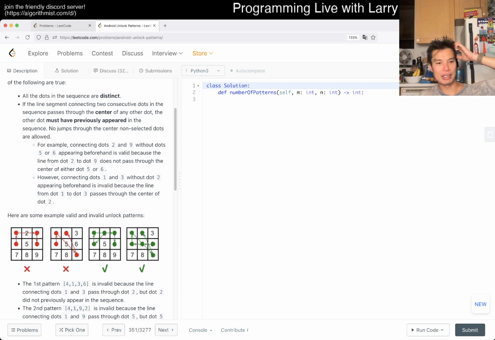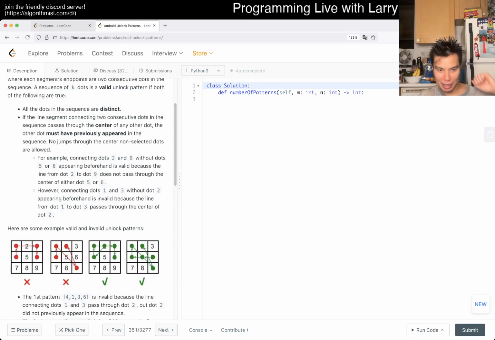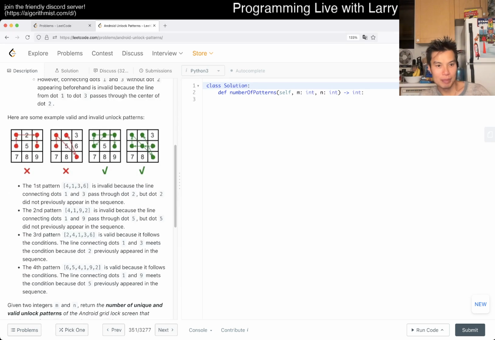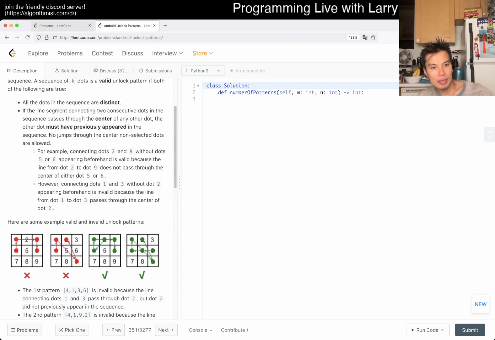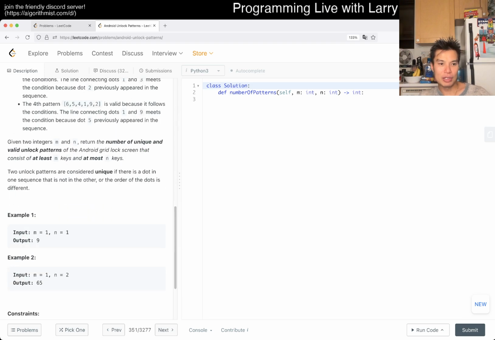Can you go from, like, 1 to 8, a 2 by 1 thing? No, I guess you can, because here there is 9 to 2. Okay. Connecting dots 1 and 3 without dot 2 is invalid because the line passes through it. Okay, yeah. Okay, fine.